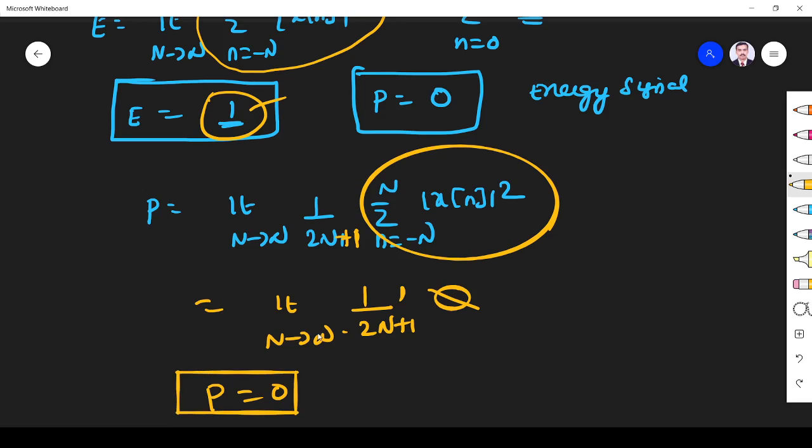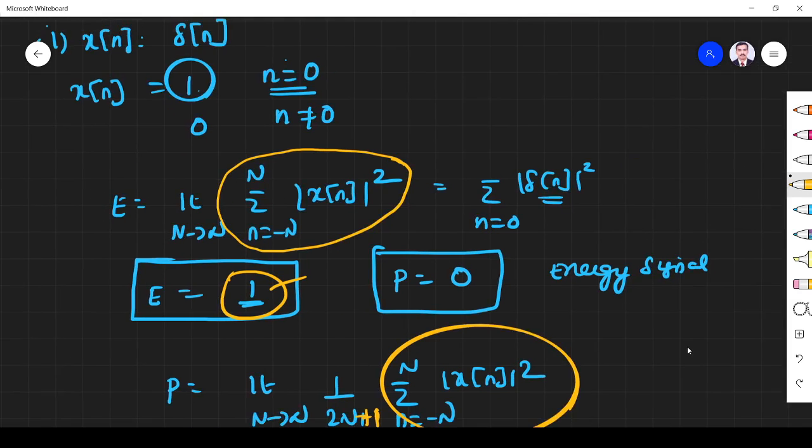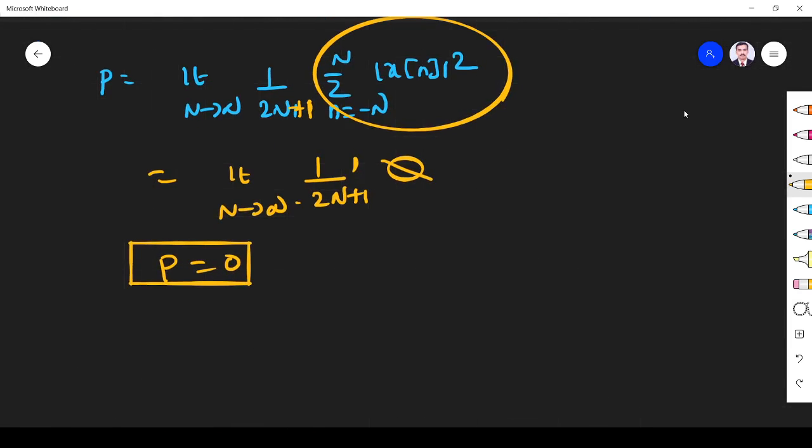So hereafter I assume that when energy is finite, power is 0. I don't do the problem. You don't need to do it in the exam also. When energy is finite, power must be 0 only. So it is an energy signal, proved.